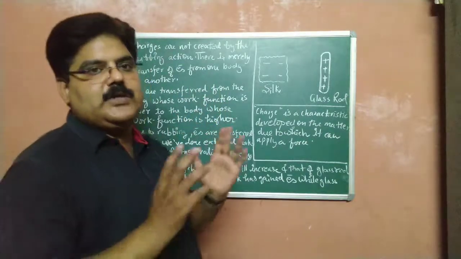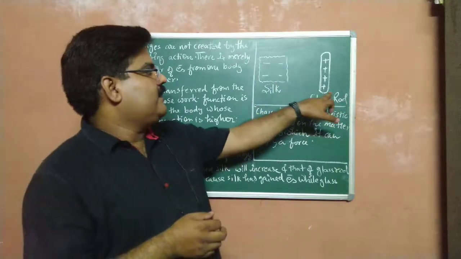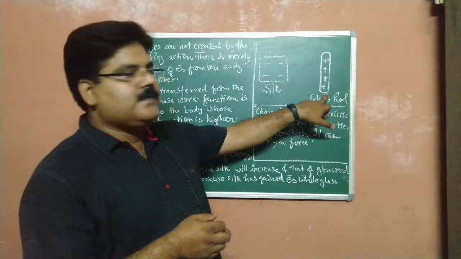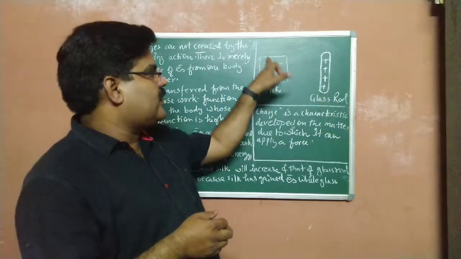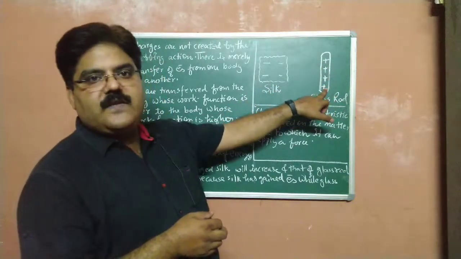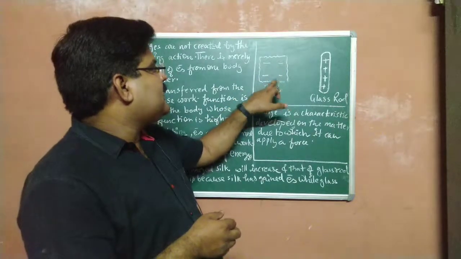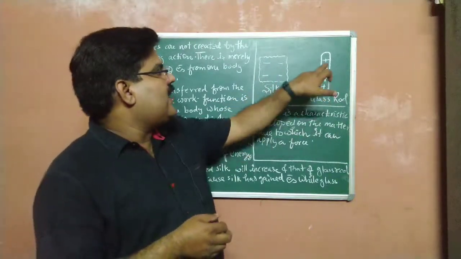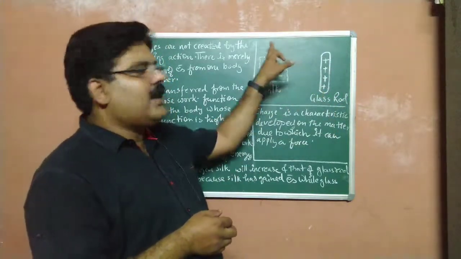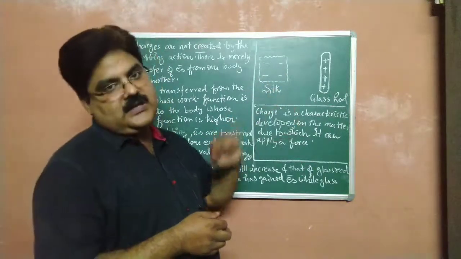Suppose that we have two insulating bodies, one is a glass rod, another is silk. Now we are rubbing the glass rod with the silk cloth. Some electrons will transfer from the glass rod to the silk. This plus sign shows the deficiency of electrons and this minus sign shows the presence of electrons. As you can see, the number of electrons lost by the glass rod is similar in amount to the electrons gained by the silk cloth.